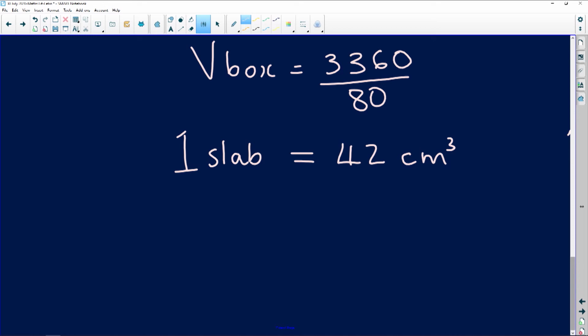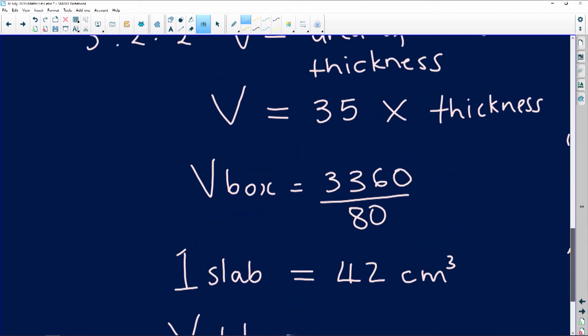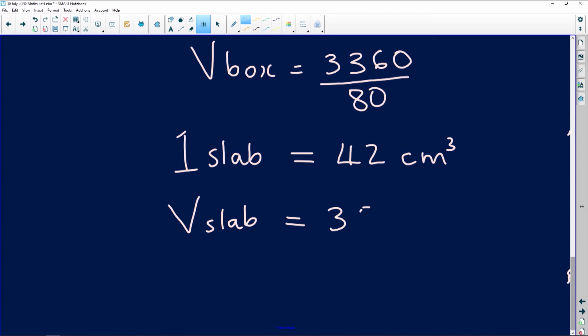We take that 42 and we plug it into the formula that we had. So the volume of slab is equal to, it said to us we need to use that 35 times the thickness, which is the area, times the height or the thickness. So I say 42, because that's the volume that I was looking for, equals 35 times the height.